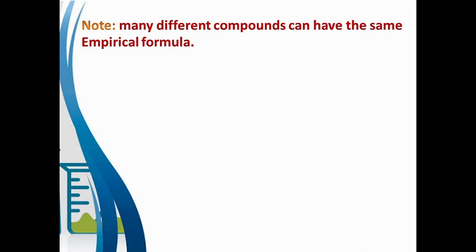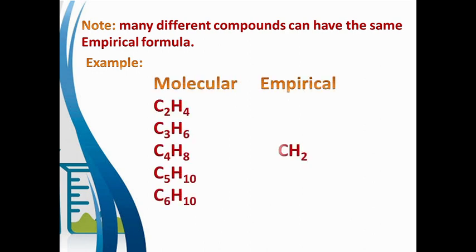Then another one, many different compounds can have the same empirical formula. So for example, the molecular formula is also the same as the empirical formula. We have C2H4, the same as the empirical formula of CH2. Okay, we have C2H4, C3H6, C4H8, C5H10, C6H12, which all equal the empirical formula of CH2.